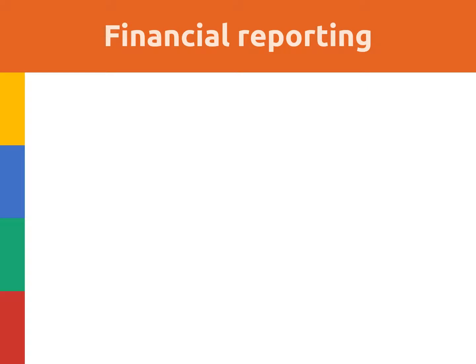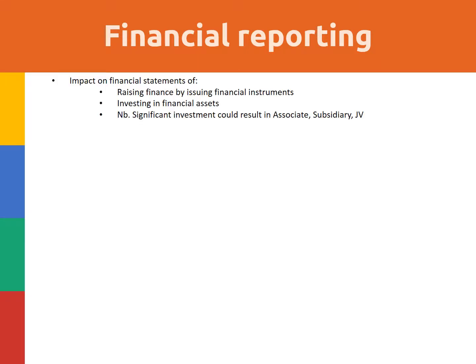Most financial reporting requirements will focus on you explaining a particular accounting treatment to someone with less understanding. Here are just some of the possibilities. You may have to think about financial instruments and consider the impact on financial statements of raising finance by issuing some debt or issuing some shares. You may have to think about how investing in a financial asset would impact the financial statements. You also need to bear in mind that if you have invested in a financial asset, one way of doing this is to buy some shares in a company. A significant investment in shares could result in an associate, a subsidiary, or a joint venture.